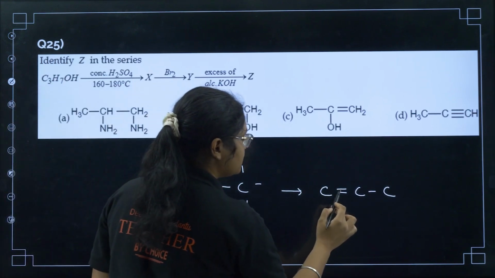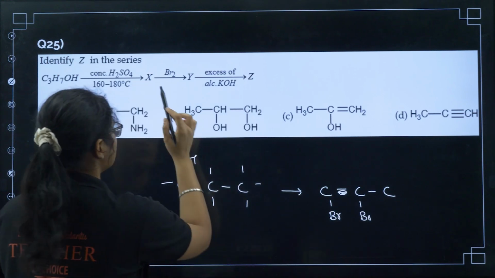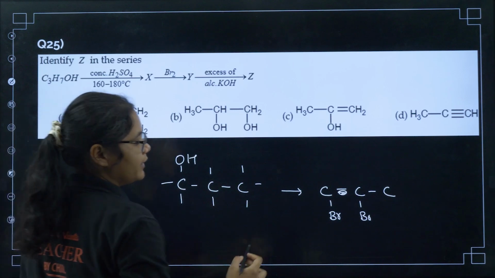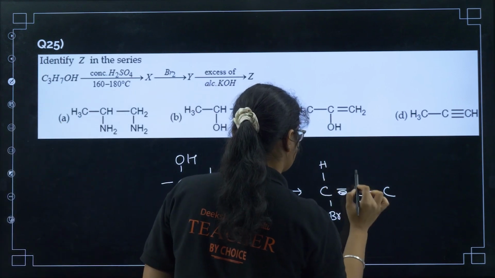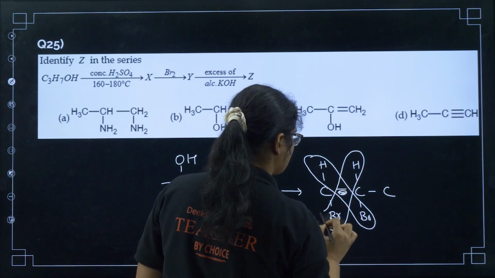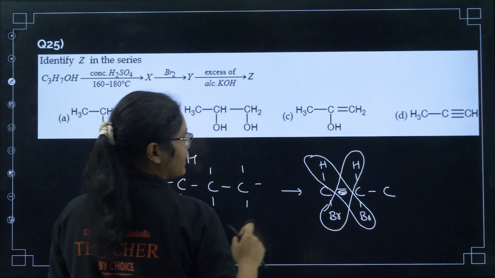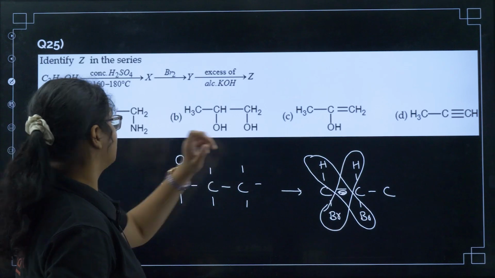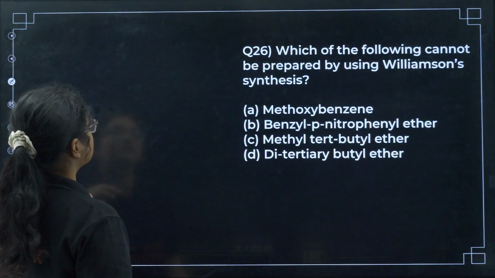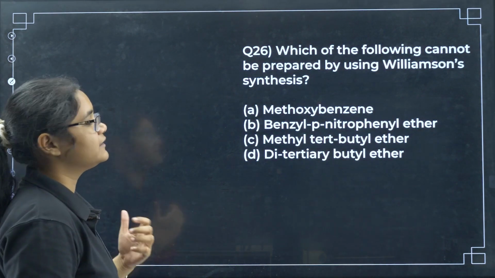Now if I add bromine, what will happen? This is replaced with bromine and this is replaced with bromine. So XY I got. Now when you take excess alcoholic KOH, here we have HBr and here we have HBr. So this HBr will be removed and this HBr will be removed. So we will get a triple bond here. So that is your option number D. Okay, clear?